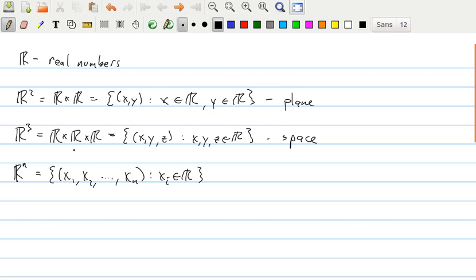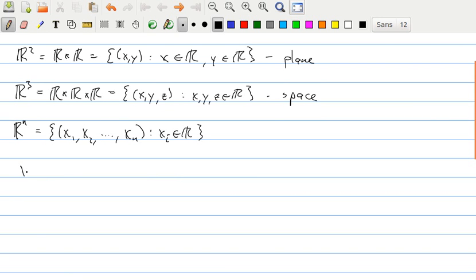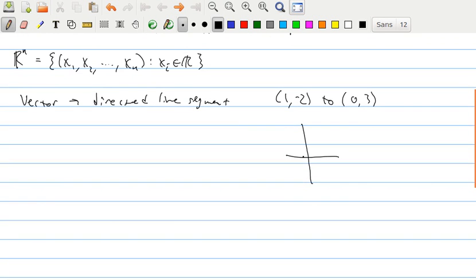So now that we have some notation out of the way, let's look at how you form vectors. A vector, we can think of as a directed line segment. Let's say we've got 2 points. We have the vector going from the point 1, negative 2 to the point 0, 3. If we were to sketch this out schematically, 1, negative 2 is somewhere over here, and then 0, 3 is up here. Now the vector starts out at 1, negative 2 and ends at 0, 3. So the vector has to be heading in this direction. So that's the direction of that line segment.